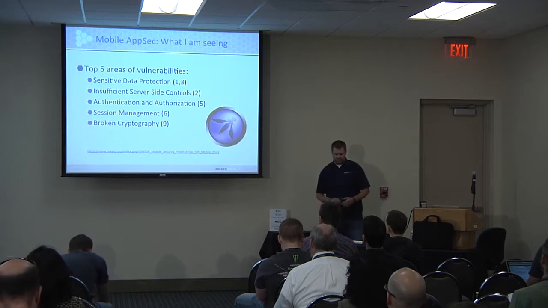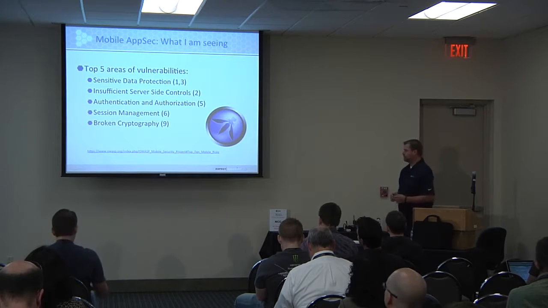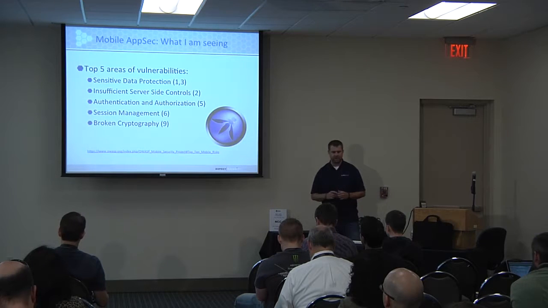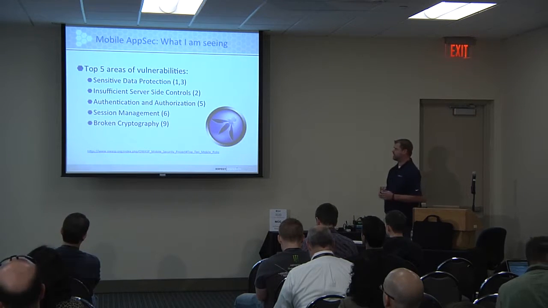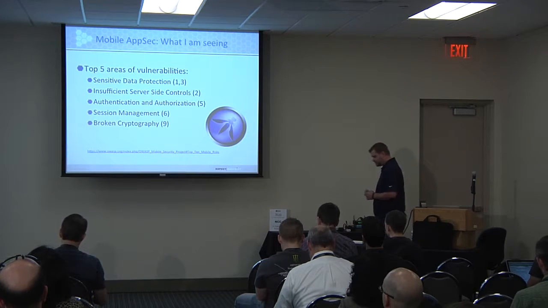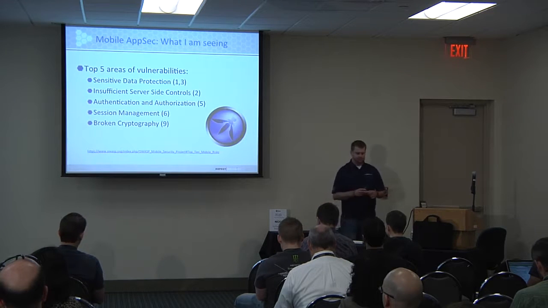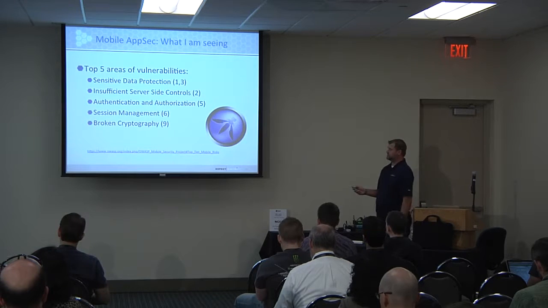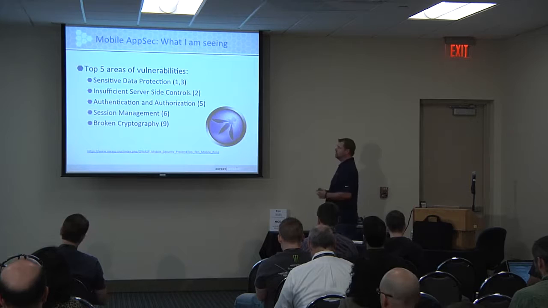So let's talk about mobile AppSec. Obviously there's the Mobile Top 10 through OWASP. It's been around for a while. There's going to be a refresh next year, which is pretty awesome. But I wanted to talk about the top 5 areas that I'm seeing and some real simple things that you can do as a developer to maybe mitigate some of the issues that I continually see in applications I review.